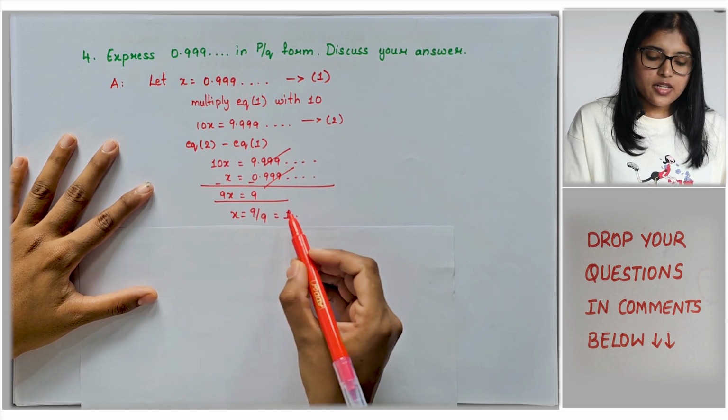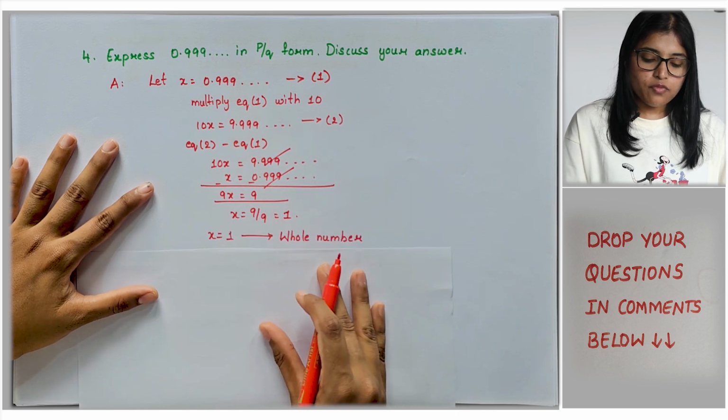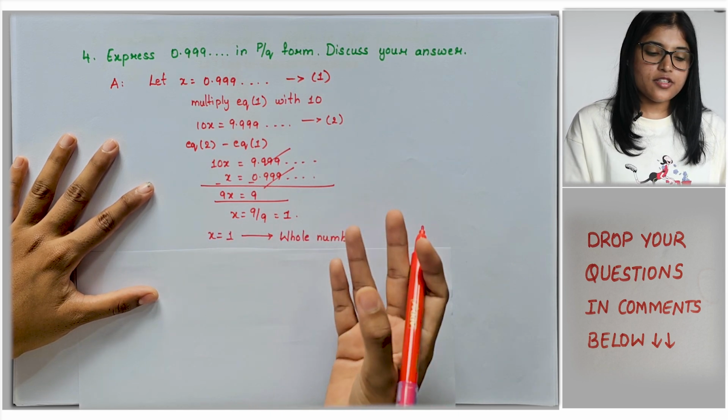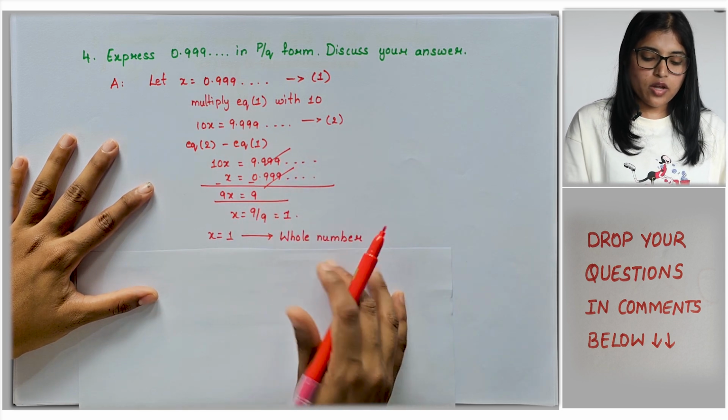So this is interesting. In this case, we haven't ended up with a fraction like earlier, but we ended up with a whole number. That is the difference between other decimals that we have converted into fractions, and this one.